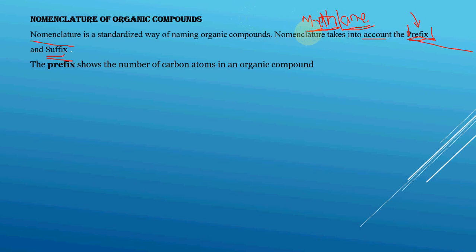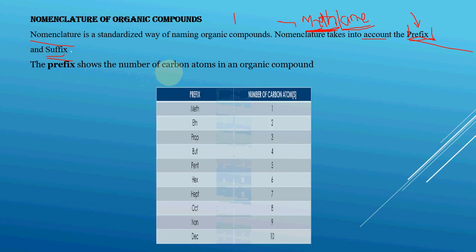For example, I just gave the example here of methane. So the prefix is meth. Meth means 1 carbon atom. So meth equals 1 carbon atom. And then I will move on to say eth. Eth means 2 carbon atoms. And then I can continue and continue. So that's what I want us to observe. I'm simply saying the prefix shows the number of carbon atoms in a compound.